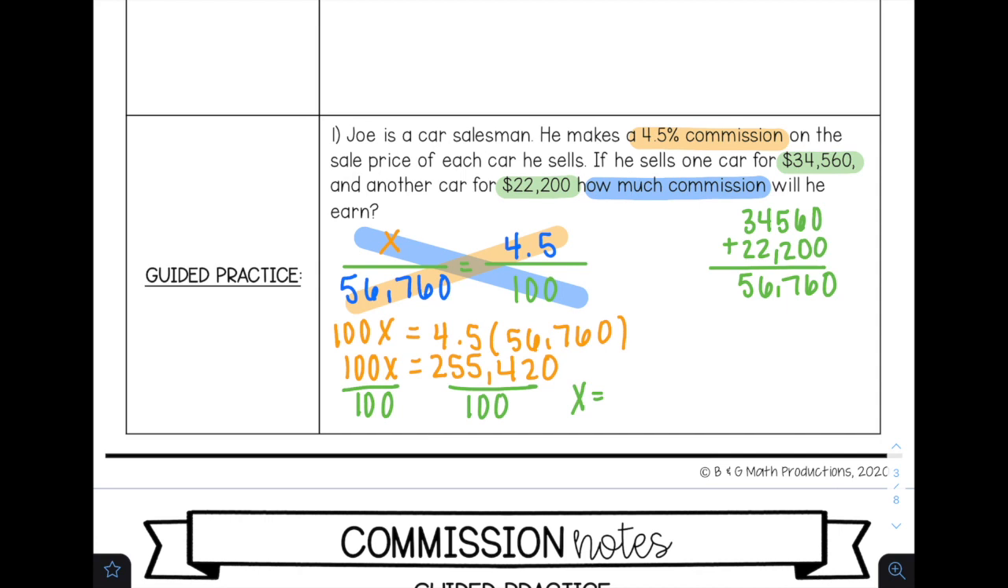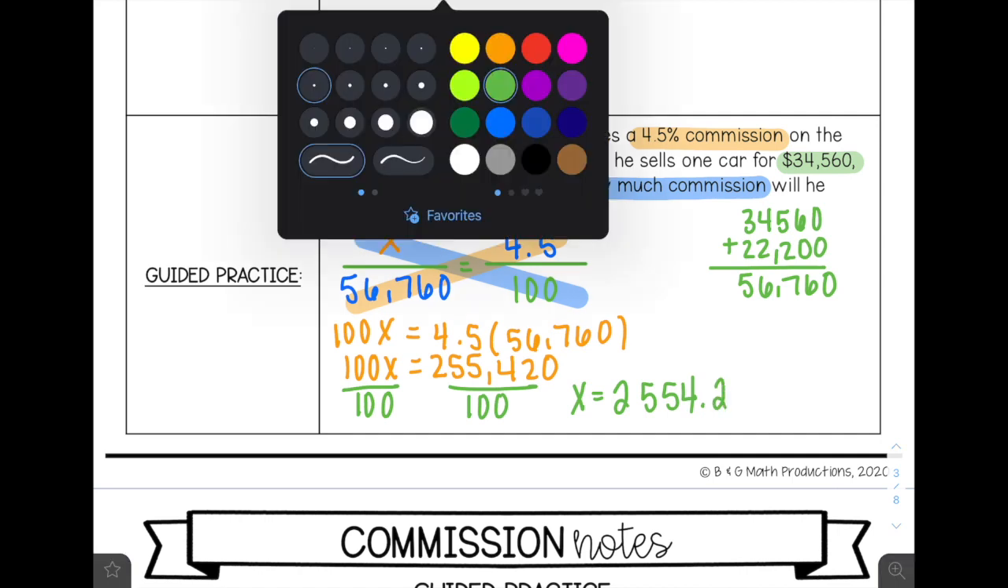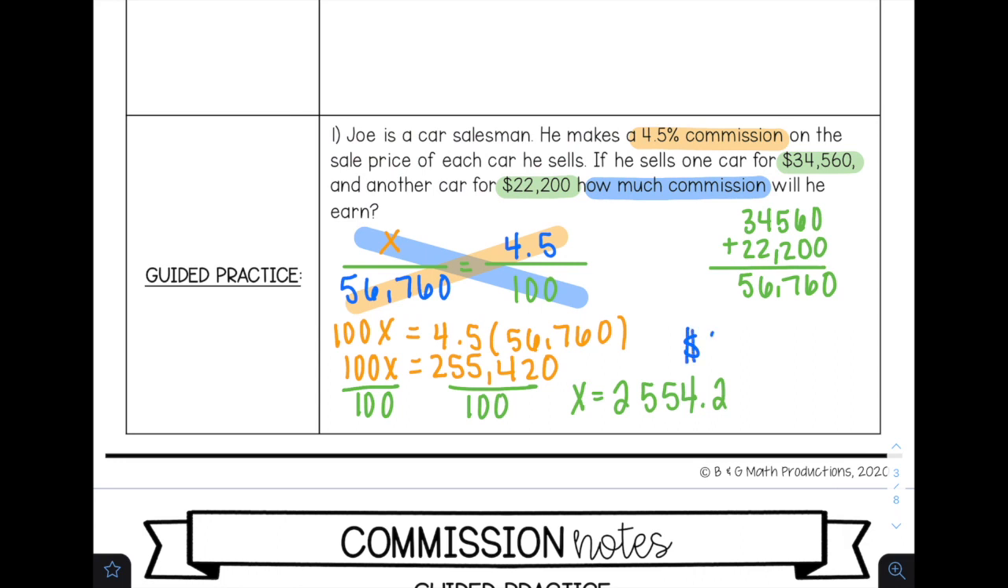X is going to be equal to 2,554.2, which is really, if we're talking about commission, $2,554.20. So this would be the commission that Joe earns on the sale. Again, you can use your equation as well.